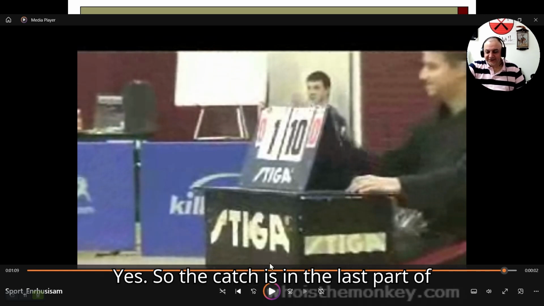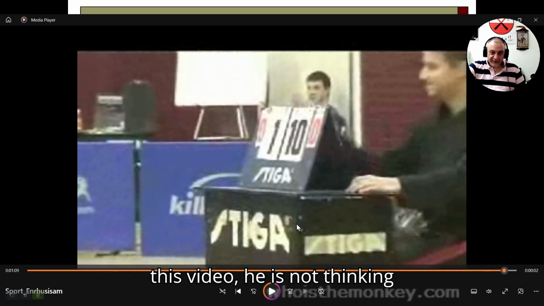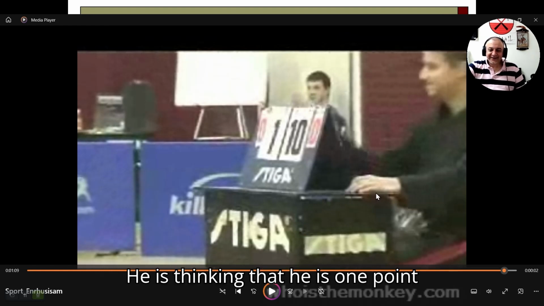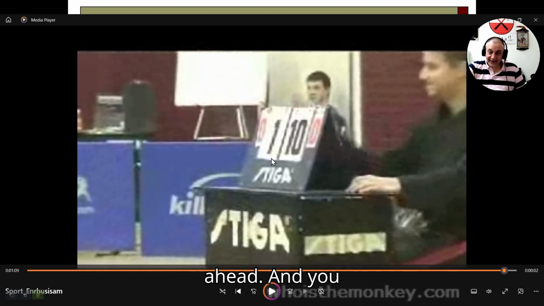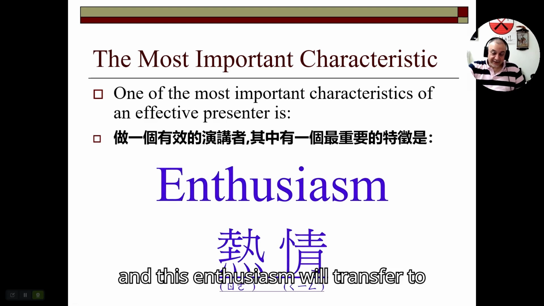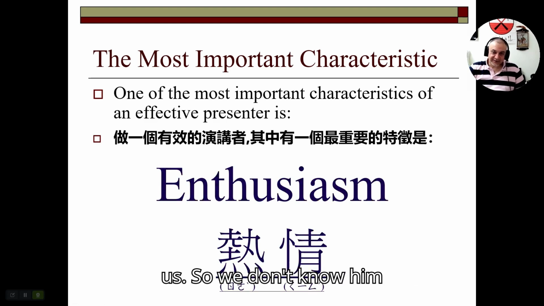Yes, so the catch is in the last part of this video. He is not thinking that he is 9 points behind. He is thinking that he is 1 point ahead. And you can see that enthusiasm in him from his body language. And this enthusiasm will transfer to us.